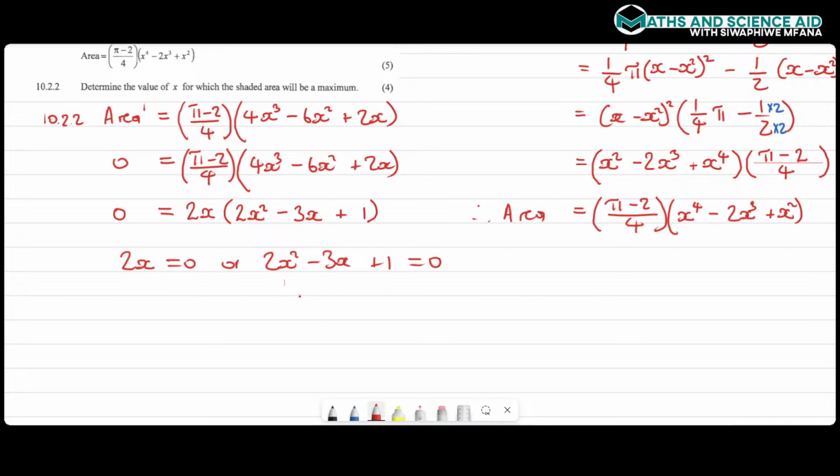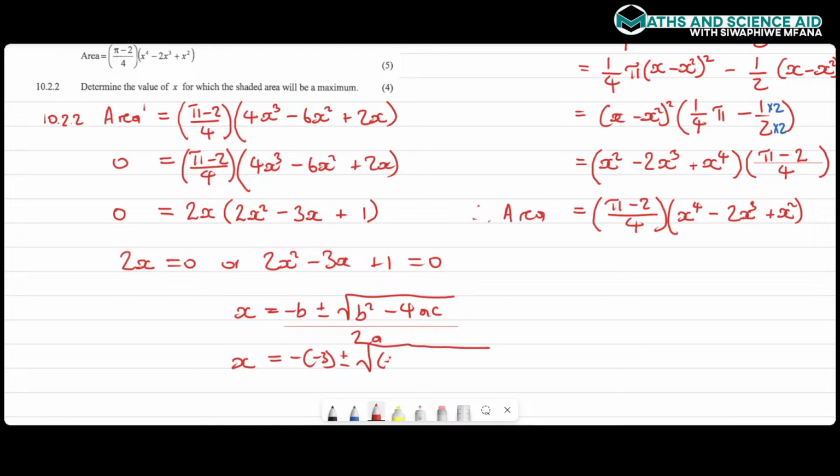So for this, I'll just use the quadratic formula. I guess this time around, let me do the right thing and start by writing it down. The square root of b squared minus 4ac, all divided by 2a, and then we show the substitution. So b is negative 3.